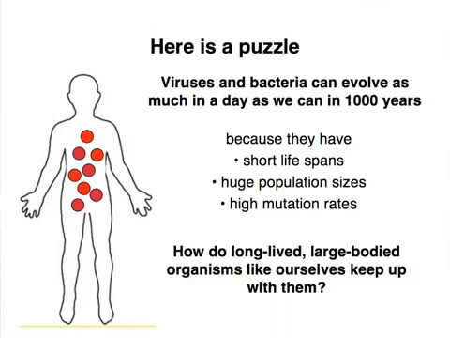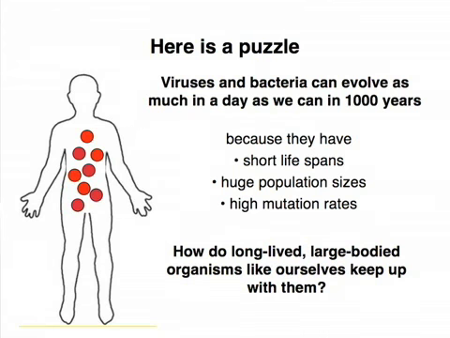And so here is a puzzle. We are large-bodied organisms that live for a long time, like 100 years or something like that. And we are, in a sense, in competition with these pathogens that are infecting us. And these pathogens can evolve very fast to become adapted to our bodies and do damage to us. And the reason why they can evolve very fast is because they have very short lifespans. They have huge population sizes and high mutation rates.